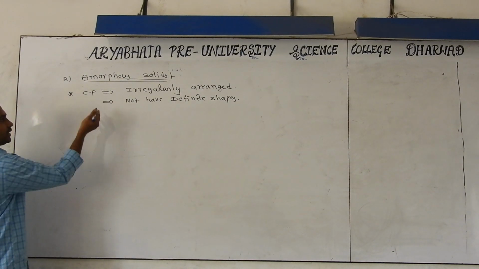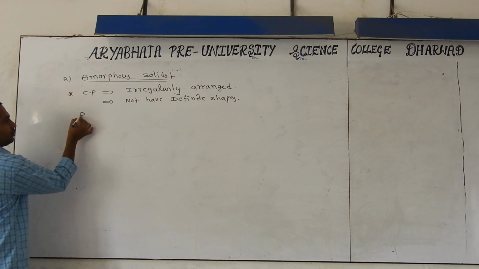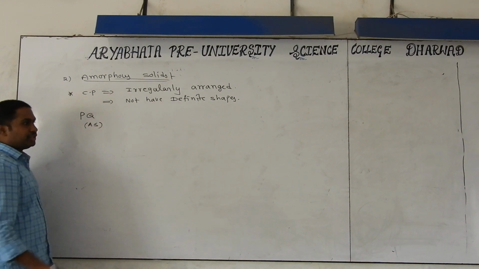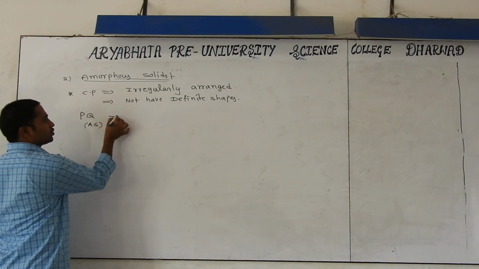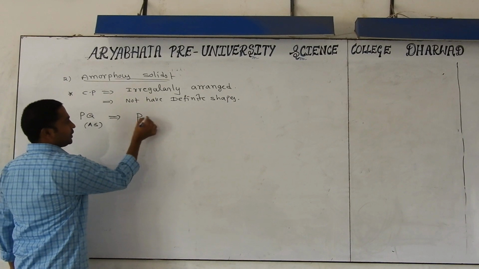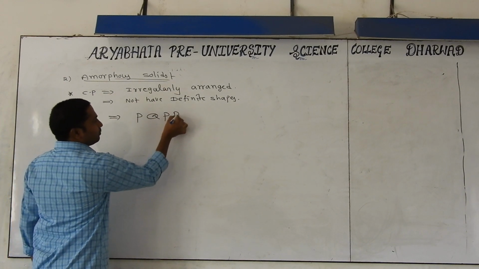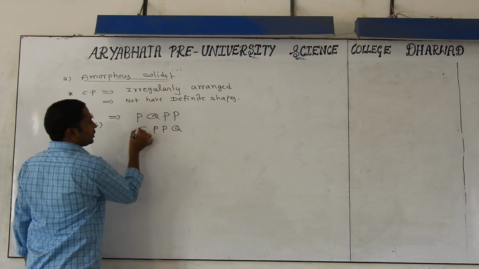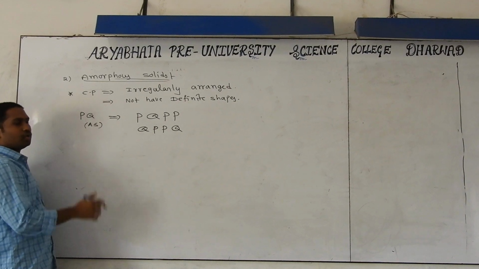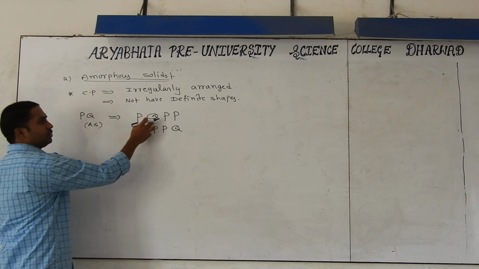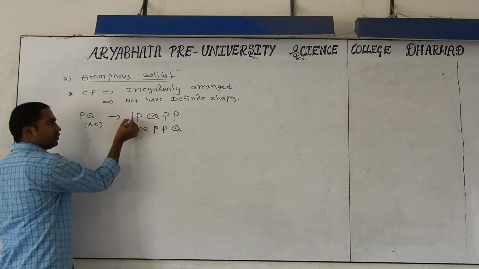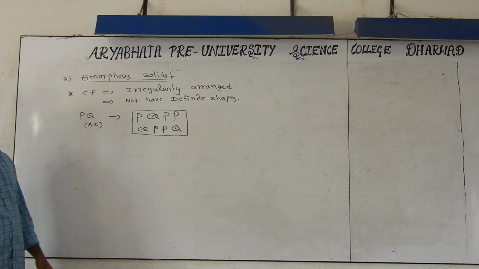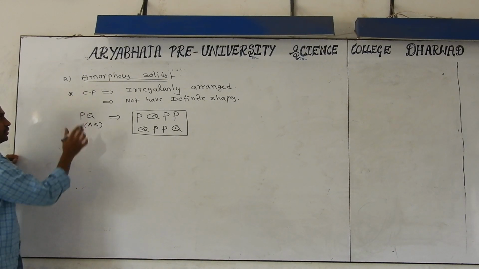I will give you one example so you can understand. For example, PQ is the amorphous solid. Irregular arrangement means there is no proper order of those constituent particles. For example, P, Q, P, P, Q, again P, and again P is there, again Q will be there. Is there any proper order of arrangement of particles? No, one P, Q, again 2P, like this. This only we are calling an irregular arrangement of the constituent particles. That is called amorphous solids.